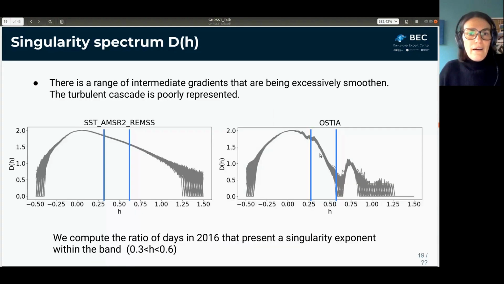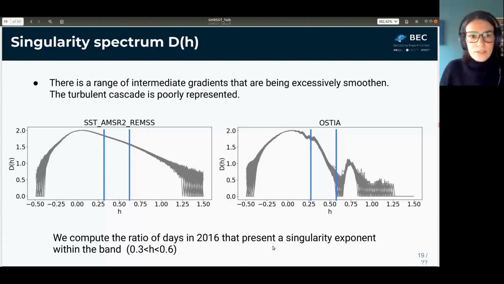So as I told you, there is a range of intermediate gradients, these exponents, that seem to be excessively smoothened, and as a consequence, the turbulent cascade is poorly represented. So we centered our study on these two. This one on the left is the closest to the truth, and this one is the OSTIA. We want to compute the ratio of days during this temporal range in 2016 that present a singularity exponent within the band between 0.3 and 0.6, which more or less represents this drop of energy.